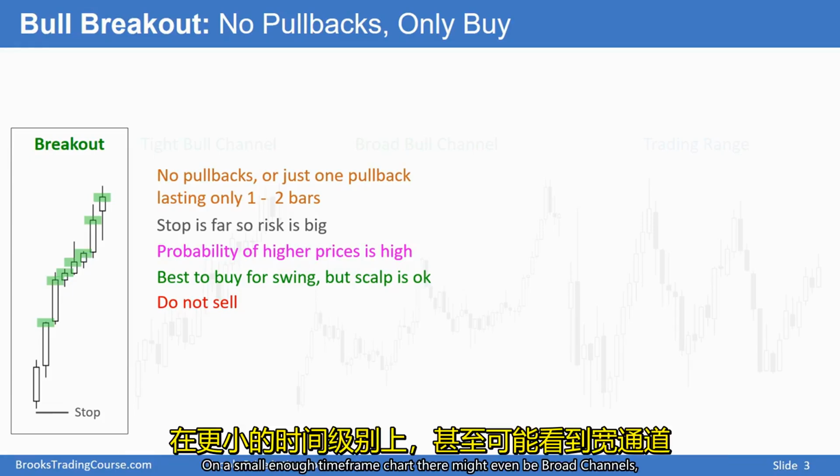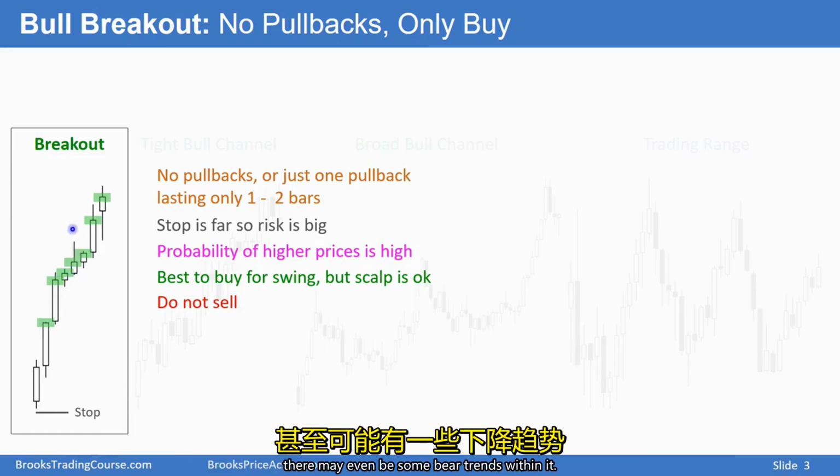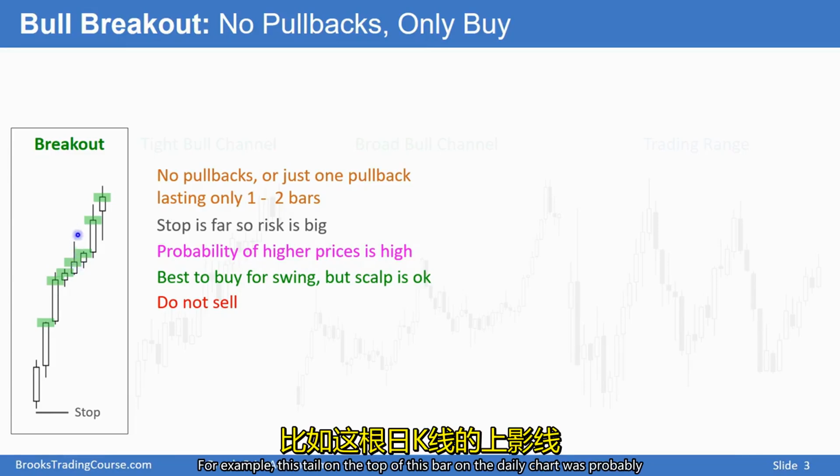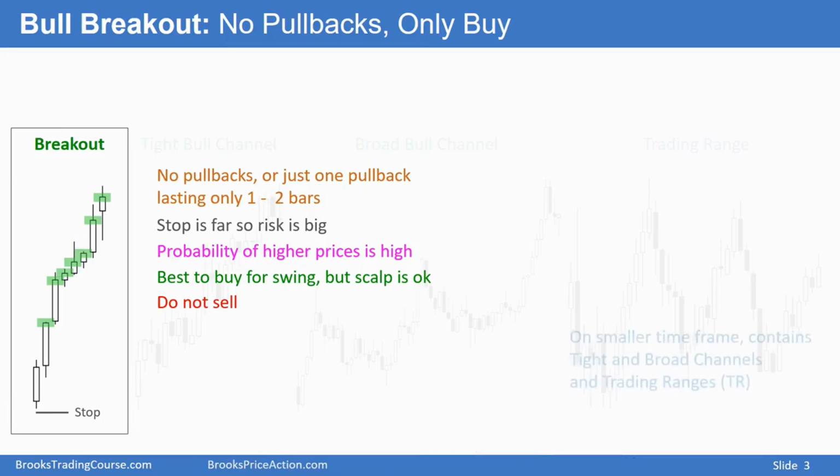On a smaller time frame chart, there are pullbacks and channels. And on a small enough time frame chart, there might even be broad channels and certainly trading ranges. So for example, if this is a daily chart, and then you look at a 5-minute chart, there may even be some bear trends within it. For example, this tail on the top of this bar on the daily chart was probably caused by a trend down on the 5-minute chart.